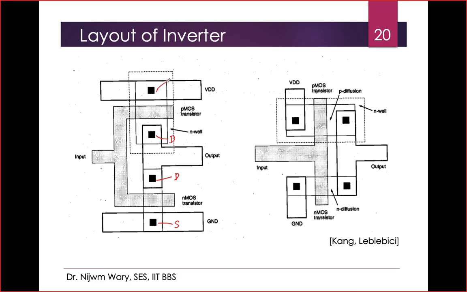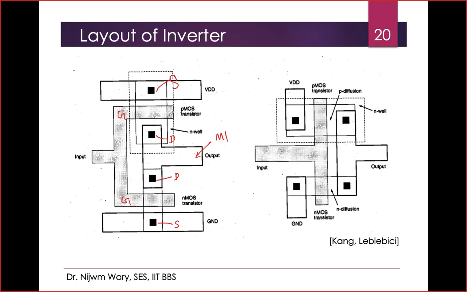This is the contact for the source of the PMOS device. And this is the gate, so this is basically the gate of the NMOS device. The gate can be connected to the polysilicon, and this is the output. This is connected with basically metal 1, M1. This is the polysilicon. And this is the metal by which these two drains of the NMOS and PMOS are connected.